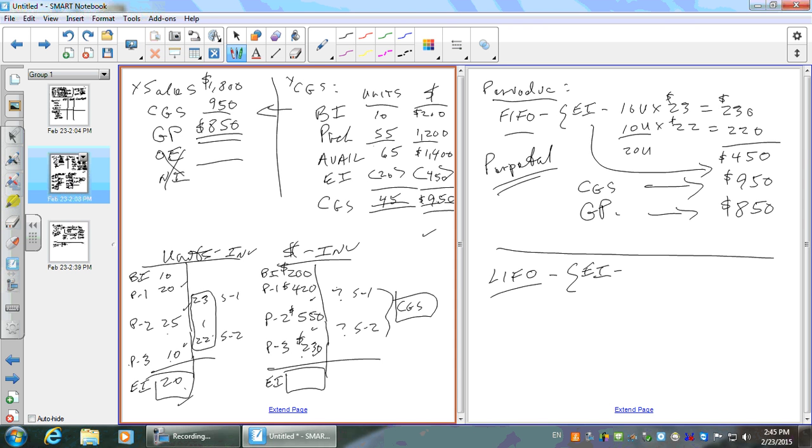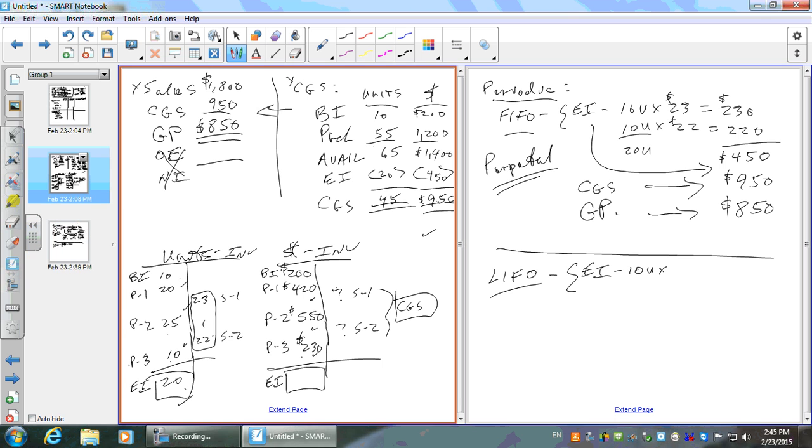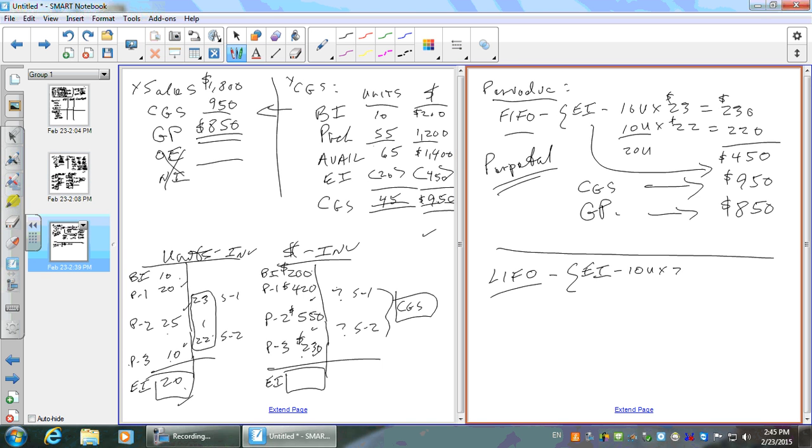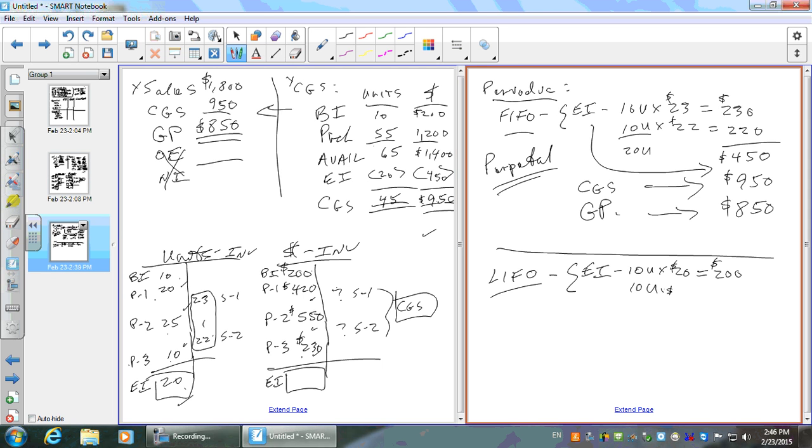So how many units do we have from our beginning inventory? 10. What did they cost, though? $20. The first ones were 10, and $20 is 200, right? Excellent. So we got $200 there. And then what do we have? 10 more from our first purchase, and what did they cost us? They were 21, weren't they? Fantastic. $21, and that's how much? 210. Yeah, well, this is going to make a difference in your ending inventory, isn't it? It's going to be $410 instead of $450. Everybody got the idea?